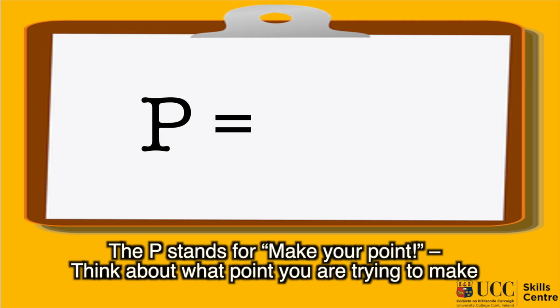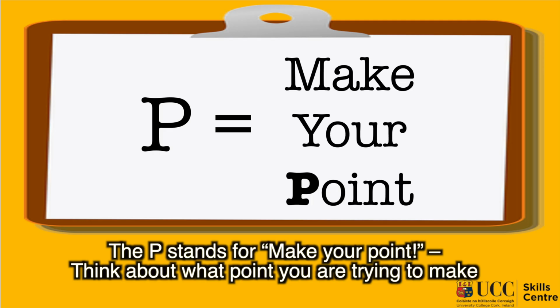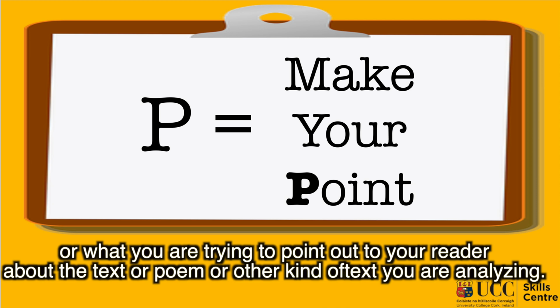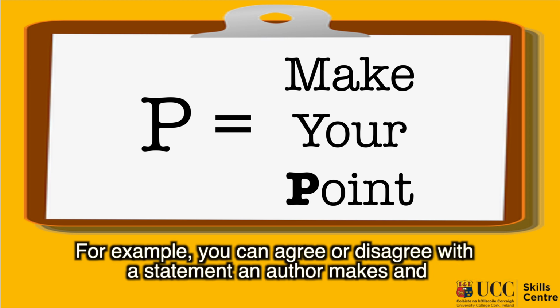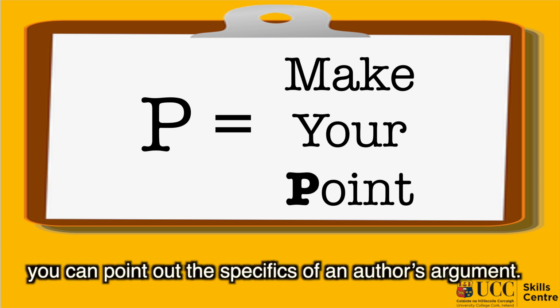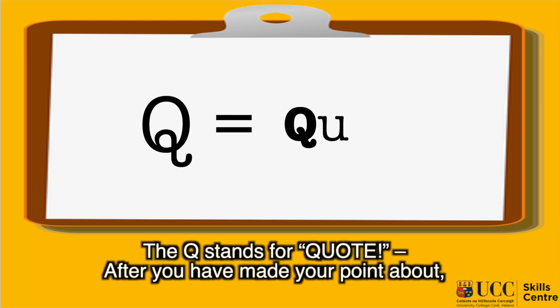The P stands for make your point. Think about what point you're trying to make or what you're trying to point out to the reader about the text or poem or other kind of text you're analyzing. For example, you can agree or disagree with a statement an author makes, and you can point out the specifics of an author's argument.